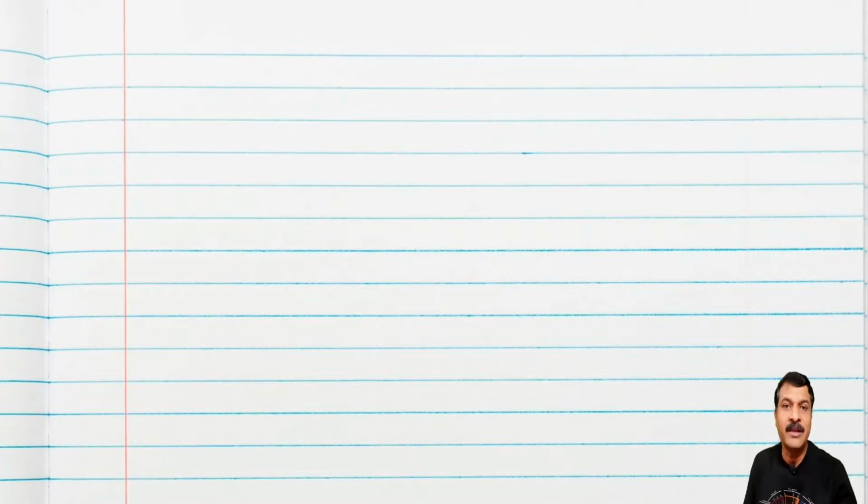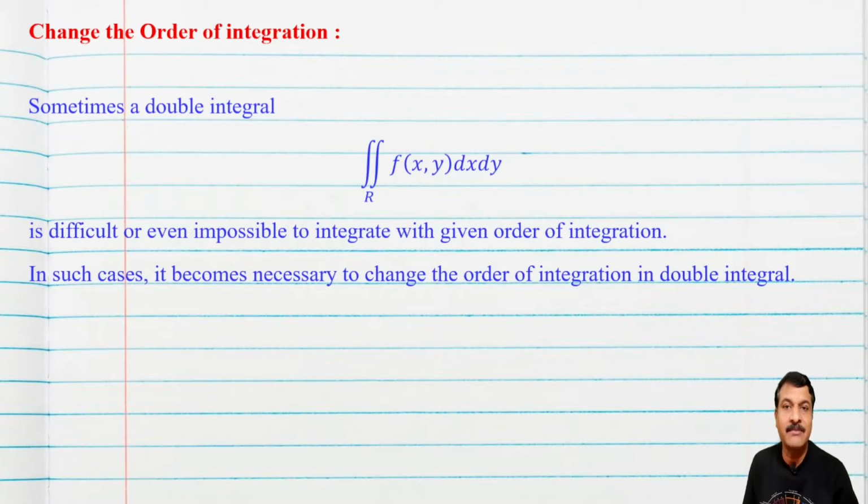Welcome students to a new video on multiple integrals. In multiple integrals, one part is changing the order of integration. Sometimes, in a given double integration with the given limits, evaluation is difficult or impossible. In such cases, it is necessary to change the order of integration.